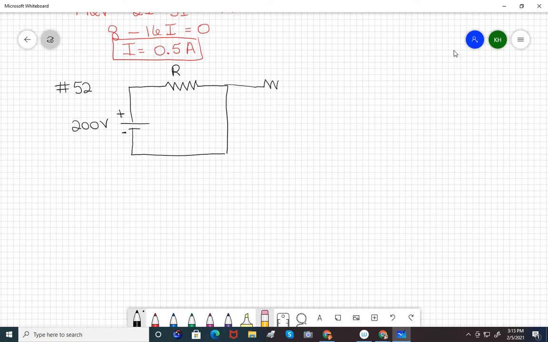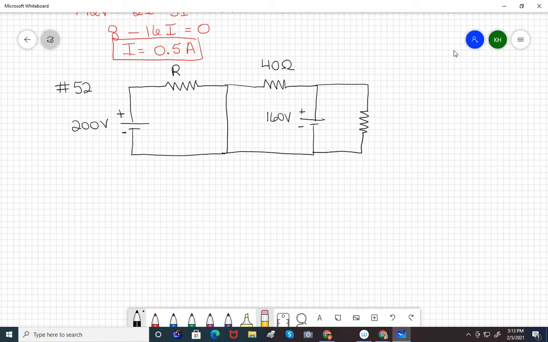In this branch, we have another resistor. We have another battery. This is a 40 ohm resistor. This is a 160 volt battery. It's the positive side, here's the negative side. And then over here, we have a third resistor. And it's 20 ohms.